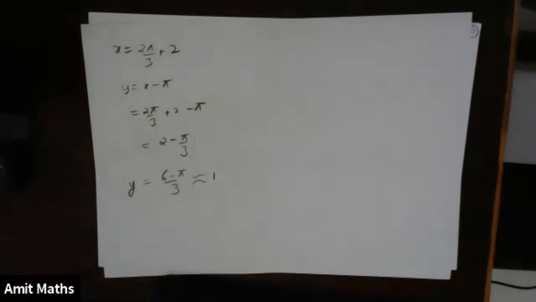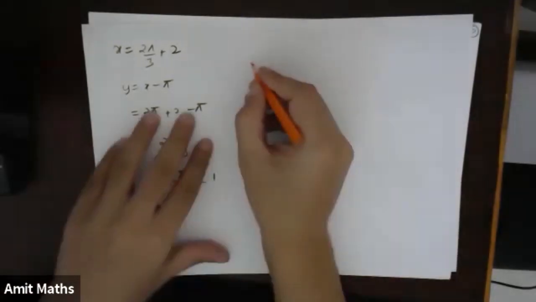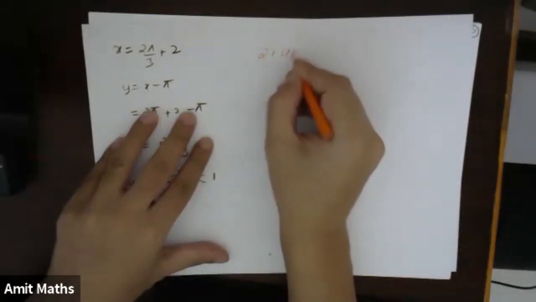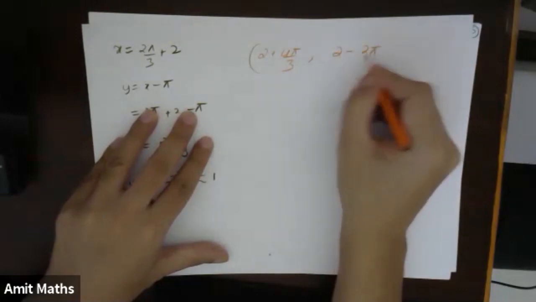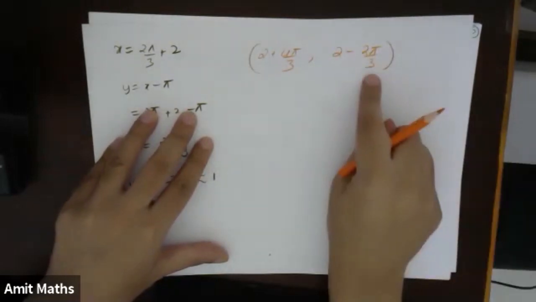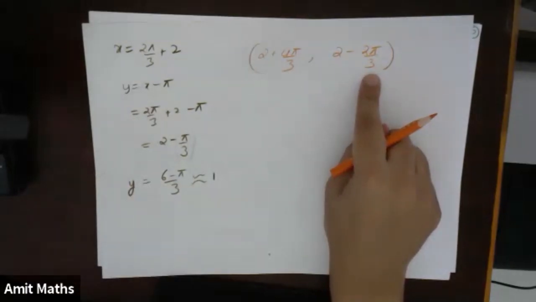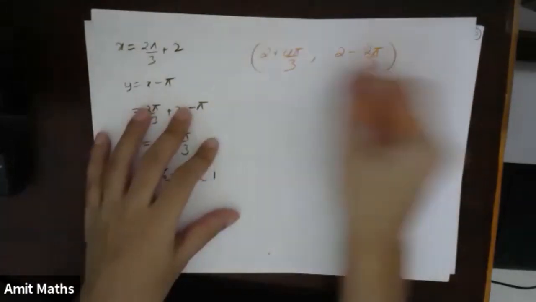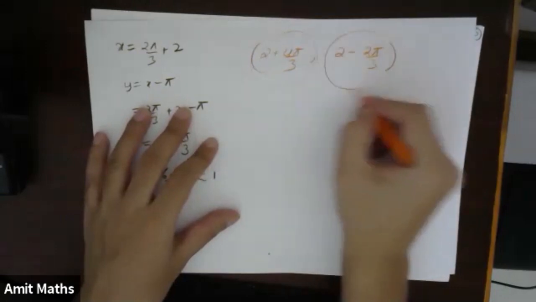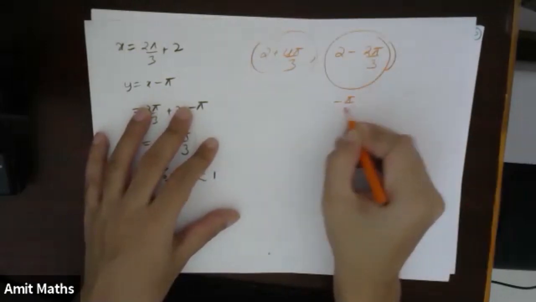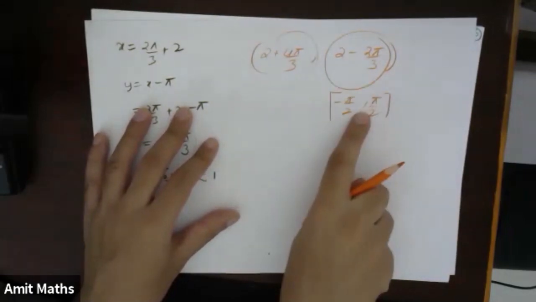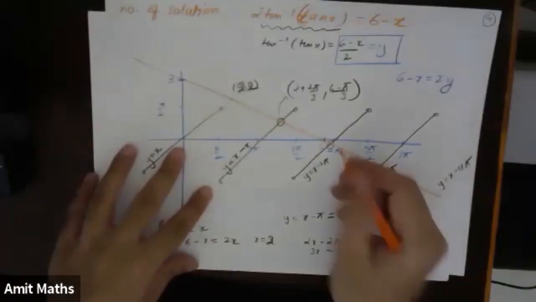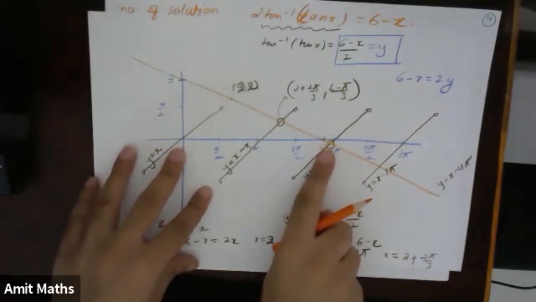Okay, so one of you is giving me 2 plus 4 pi by 3. So the second point of intersection is 2 plus 4 pi by 3, comma 2 minus 2 pi by 3. This is our second one we are getting, right? Again, for some value of x, we are getting some value of y between minus pi by 2 to pi by 2. That means there is an intersection.